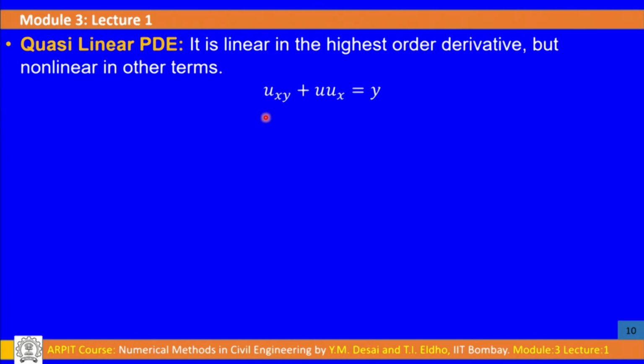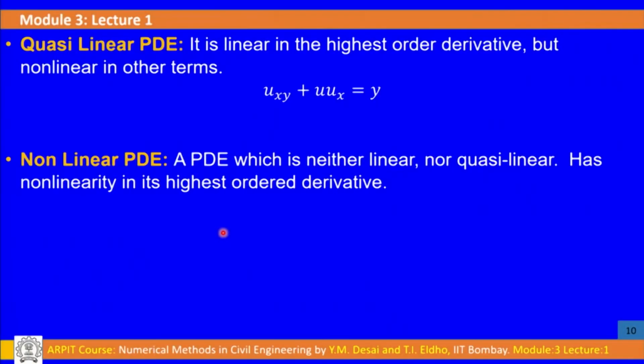So, for example, if we see here, we are given a second order differential equation ∂²u/∂x∂y plus u times ∂u/∂x equal to y. If you look at the coefficient of the highest order derivative, it is 1, whereas the coefficient of the lower order derivative ∂u/∂x is u, which is the unknown function. So, we say the non-linearity is contained in the second term, which does not pertain to the highest order derivative. So, we say the given differential equation is quasi-linear.